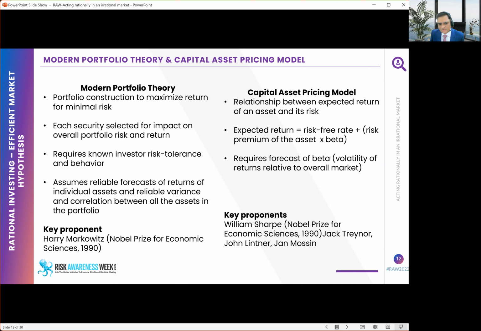Whatever it is, you are then going to take the rate of return from that risk-free asset and add the premium of risk for the asset you are trying to measure. And then you multiply that risk premium by beta. The beta refers to the volatility of return on that asset relative to the return of the overall market.